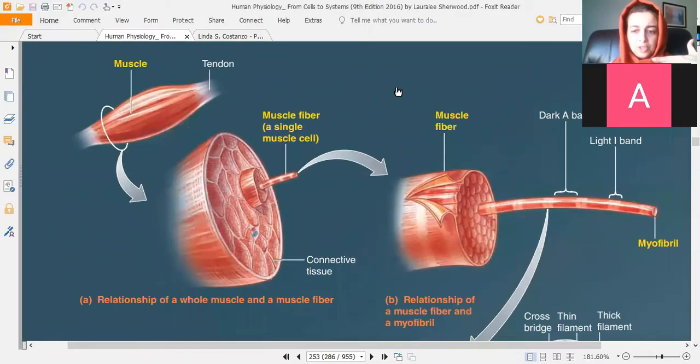So this picture is to give you an orientation. We usually start learning about the muscle from the level of the sarcomere, and there is no orientation of where that is within a muscle itself. So let's look at this. This is a typical muscle, maybe a biceps.